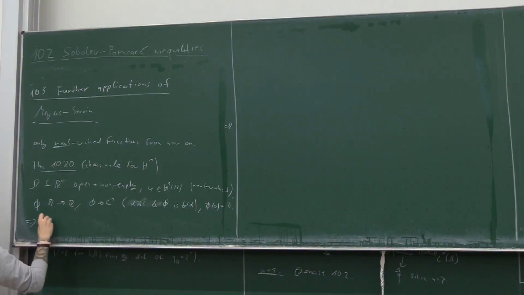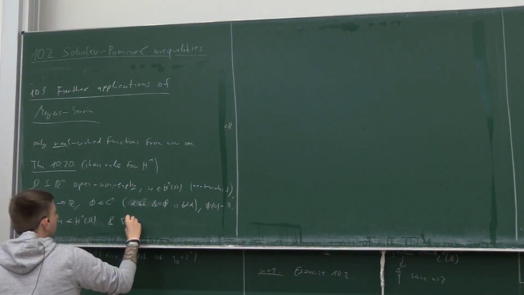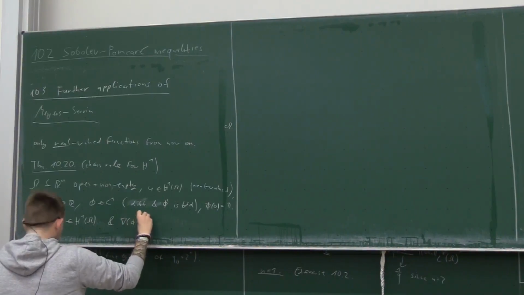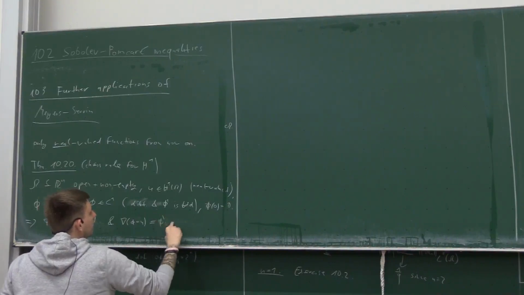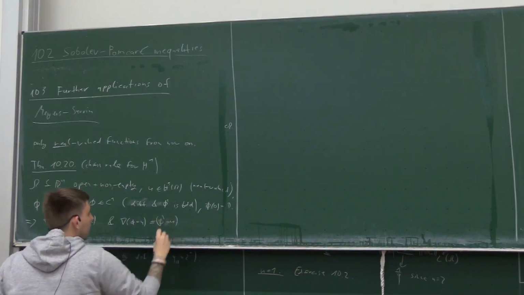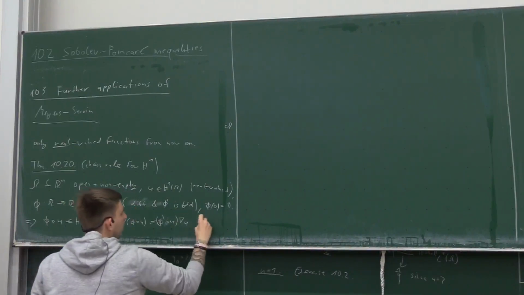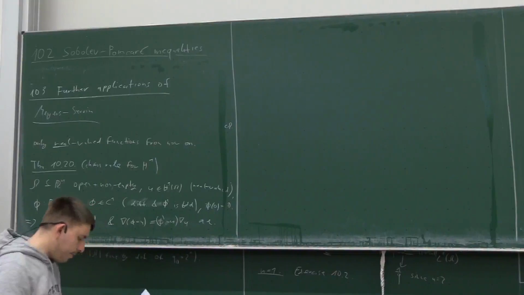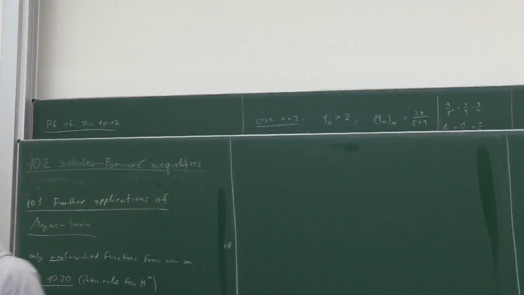What I claim then is that phi after u is still an H1(Omega) function, and its gradient can be computed. The gradient of phi after u is what you expect: phi prime after u times the gradient of u, almost everywhere. Okay, let's see how the proof works.